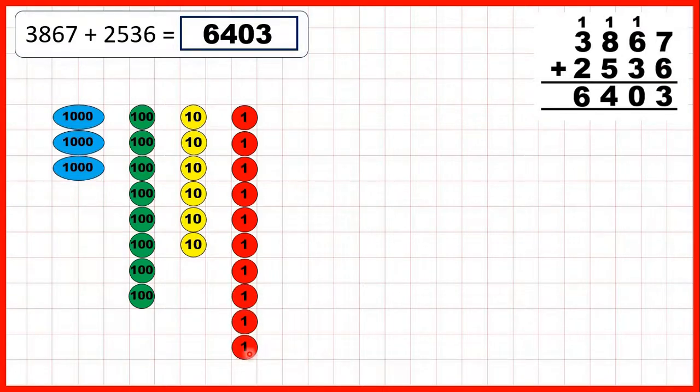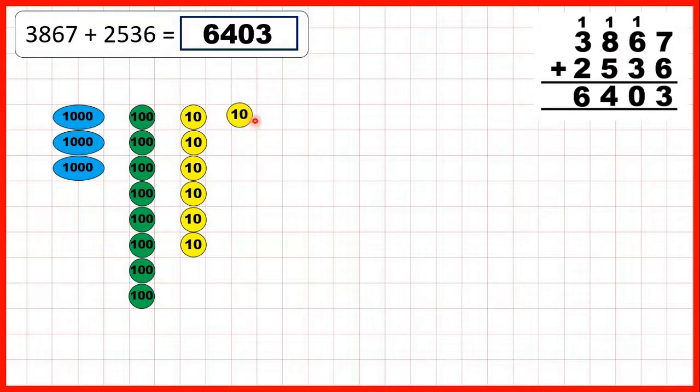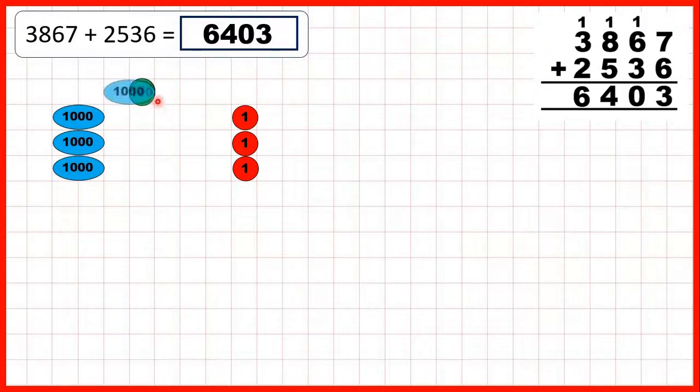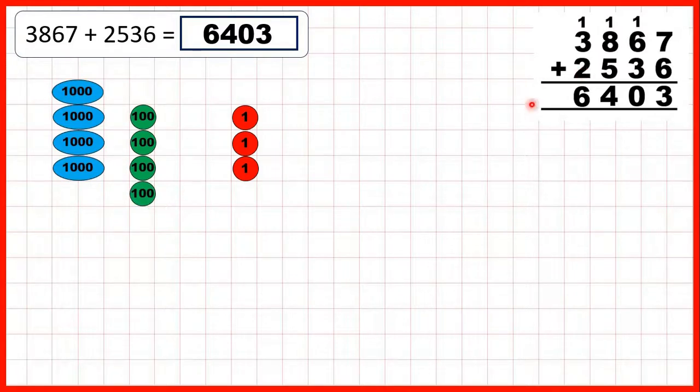Or using place value counters, first we add 6 ones. 1, 2, 3, exchange, 4, 5, 6. Then 3 tens, so 1, 2, 3. And now, because we've got 10 tens, we can exchange those for 100, and that leaves us with 0 tens in our answer. Now we need to add 5 hundreds. 1, exchange, 2, 3, 4, 5, and then we add 2 thousands. So that gives us 6,403.